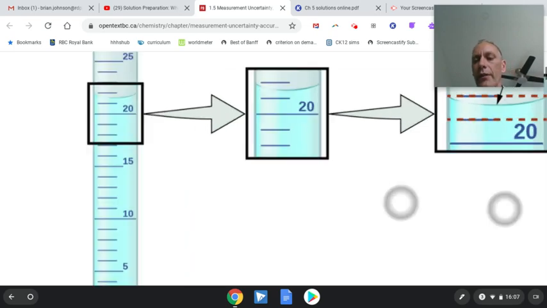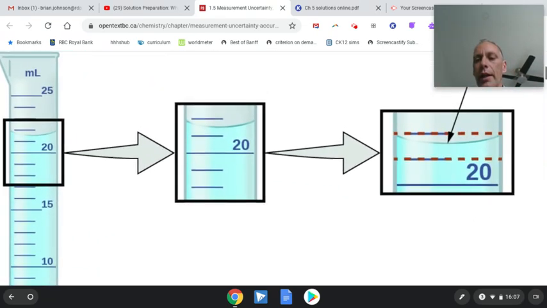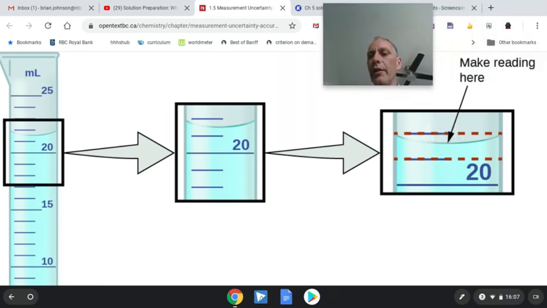So we could zoom in even more. And now we're looking at the meniscus. So the bottom of the meniscus, what's hidden behind my picture there, make a reading here. So you read at the bottom of the meniscus. So 21, 22. If you guys had to predict, what do you think the volume would be on this one? 21 point, is it past halfway? I think so. So 21.6 or 21.7.